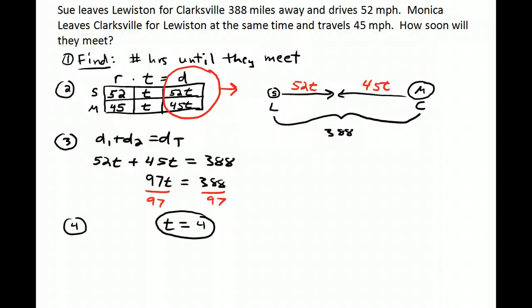When I solve the equation, I end up with t equals 4. Now, make sure that you go and understand from up here what t was. T was the time that they both traveled, and that's what we're trying to find in step 1. So you write your conclusion: therefore, they meet in 4 hours.